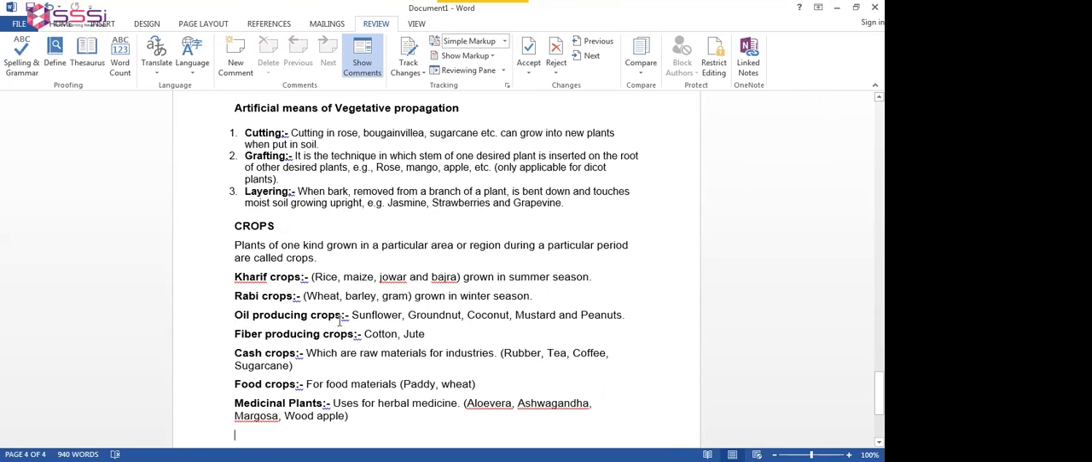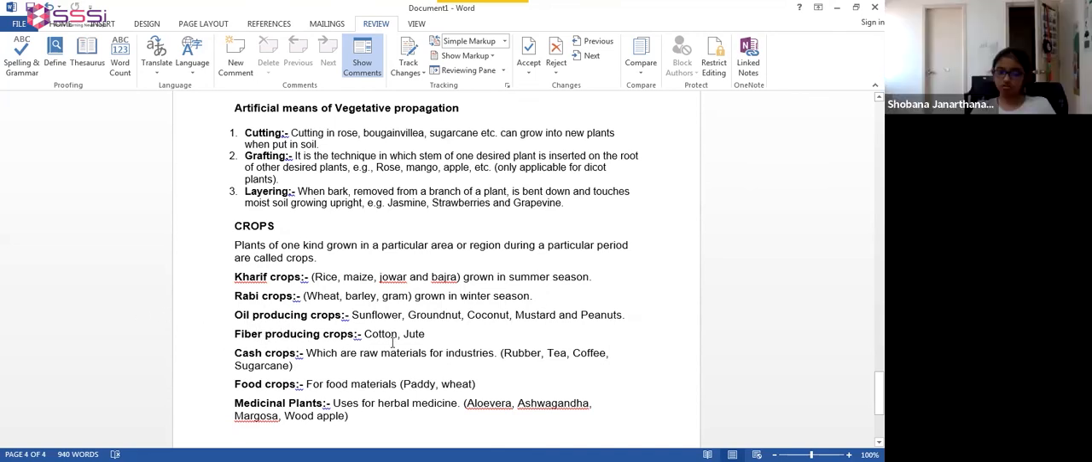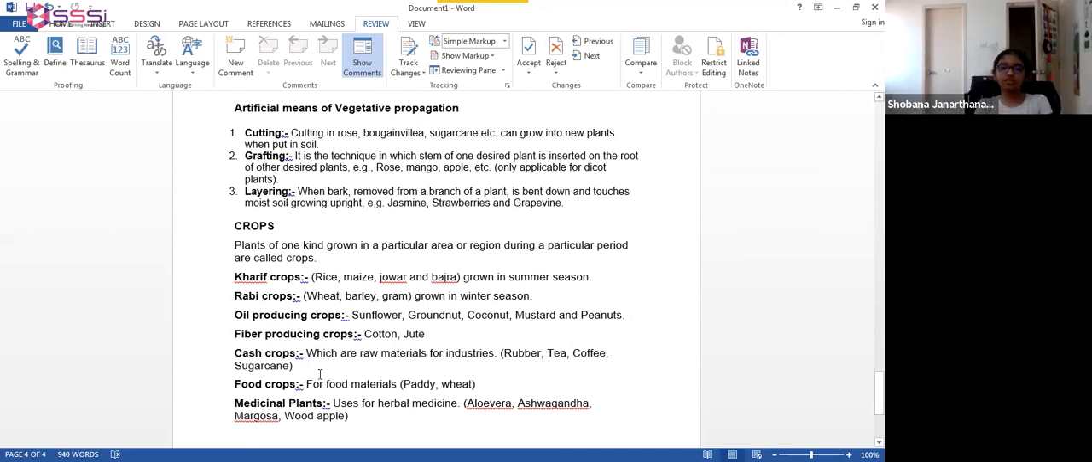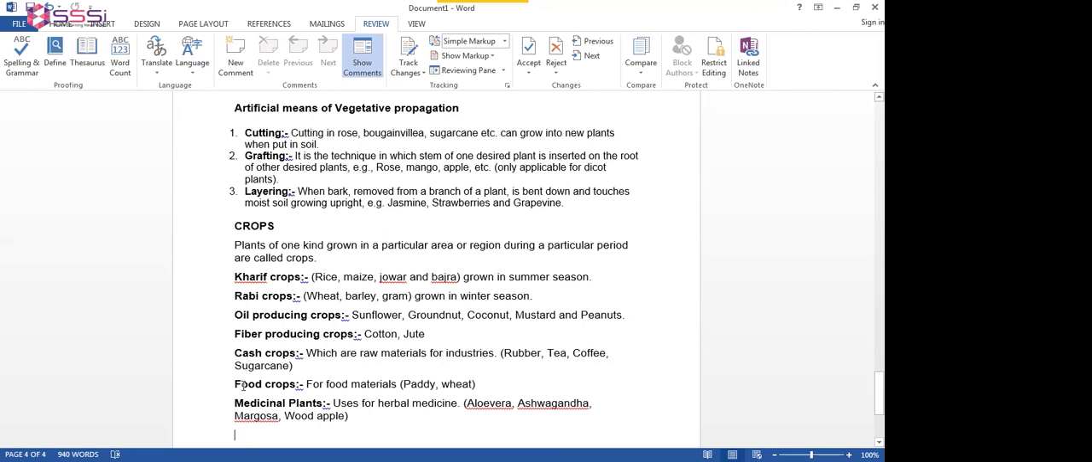Then oil producing crops: sunflower, groundnut, coconut, mustard and peanuts. The next is fiber producing crops like cotton, jute. Cash crops, which are raw materials for industries, like rubber, tea, sugar, coffee. Ma'am, sugarcane is used for sugar. Yes, for sugar. Next is food crops, for food material, paddy and wheat.